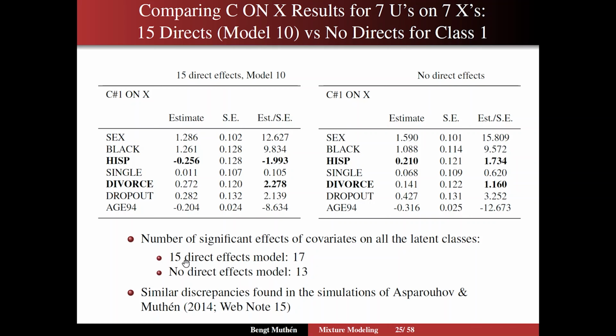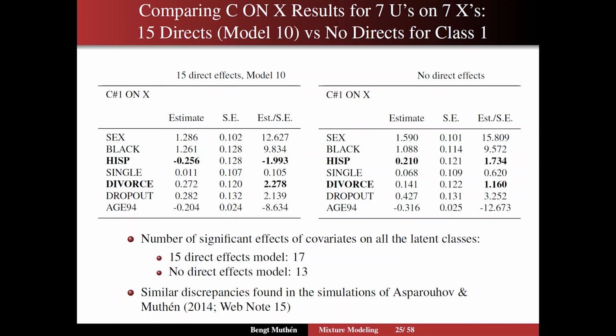In the 15 direct effects model, model 10, we have 17 of them. In the no direct effect model, that is the one on the right, the total number is 13. So one can ask, why do we have fewer significant C on X effects for the model with no direct effects than the one with 15 direct effects?